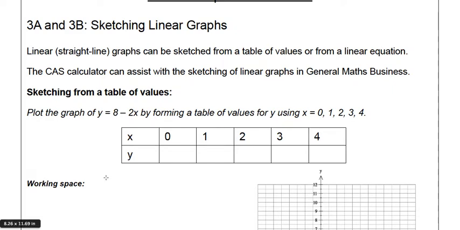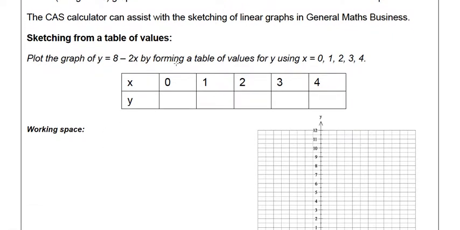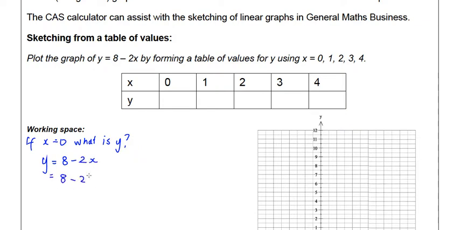So what I'm doing with each of these is I'm saying if x is 0, what is y? And this rule tells me y is equal to 8 minus 2 times the x value. So therefore, if I substitute that in, 8 minus 2 times 0, y must be equal to 8 when x is 0. So I can put that in there.